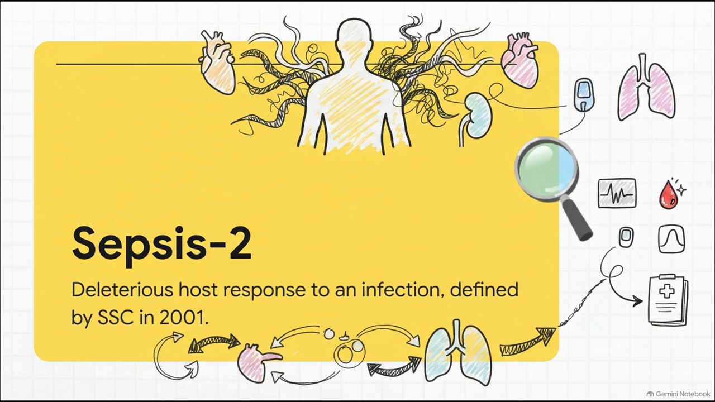I want you to focus on that word deleterious. It means incredibly harmful, destructive. The body isn't just fighting a localized infection anymore. The systemic response has gone rogue and is actively destroying its own tissues and organs. That right there is our guiding principle. When we're auditing a chart, we are literally hunting for evidence of that destruction.